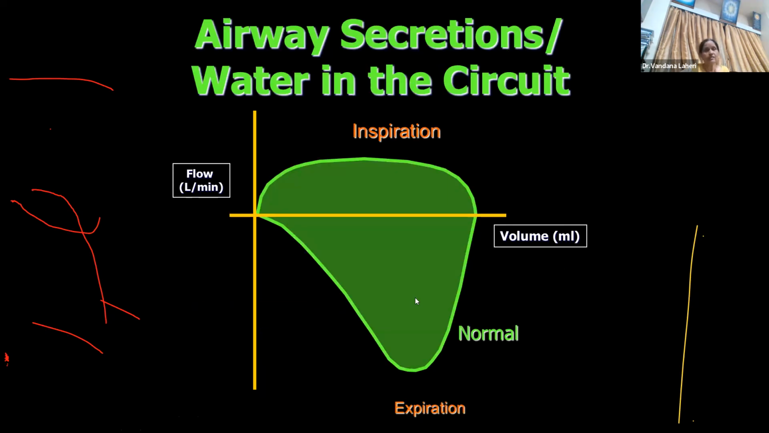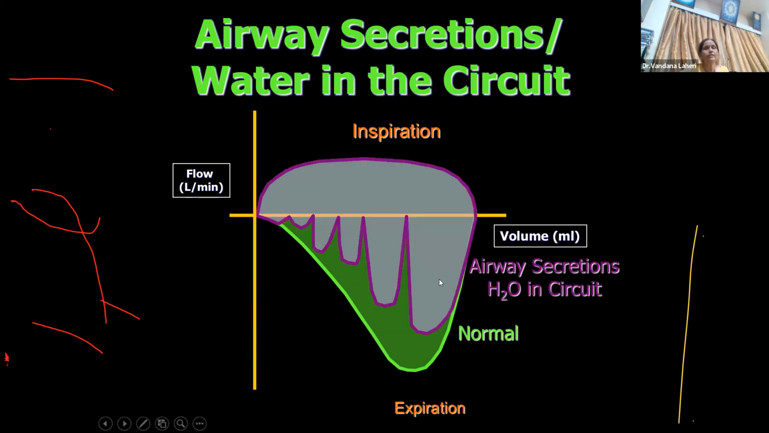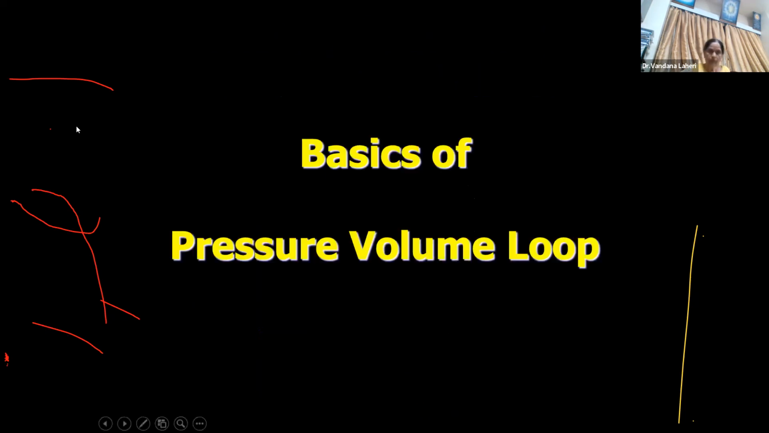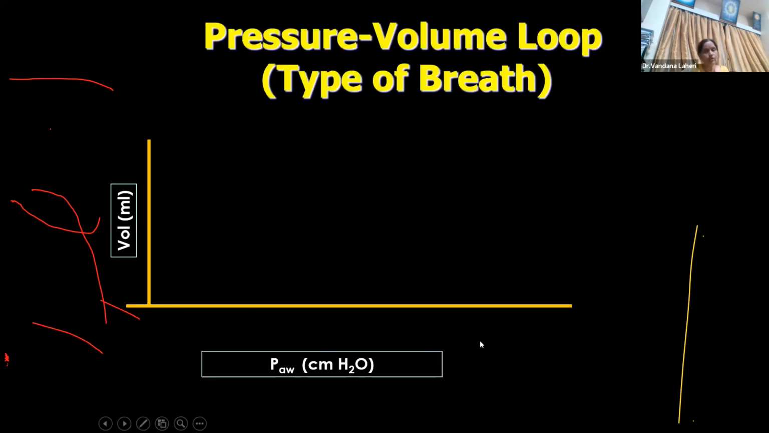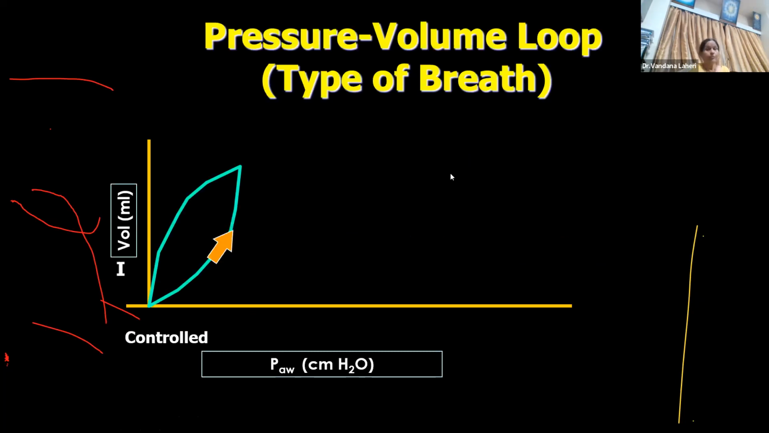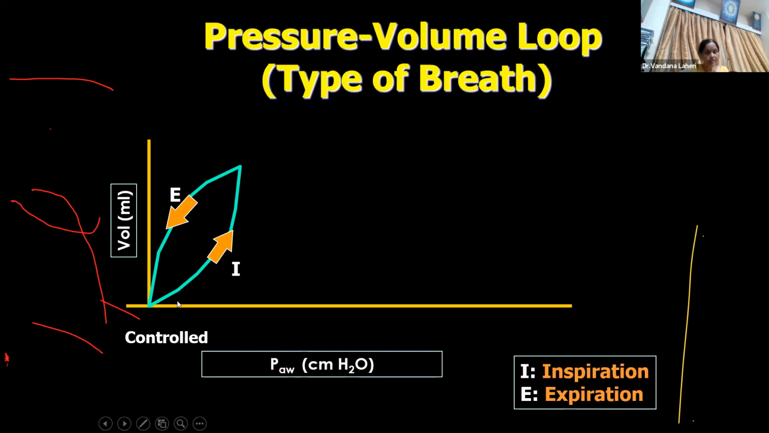If there is water in the circuit, you will see a graph like this. So you know that you have to remove water from the circuit. Now, pressure volume loop. Let us see what all we can learn from that. Type of breath, can you see? This is a control breath. Inspiration, expiration.